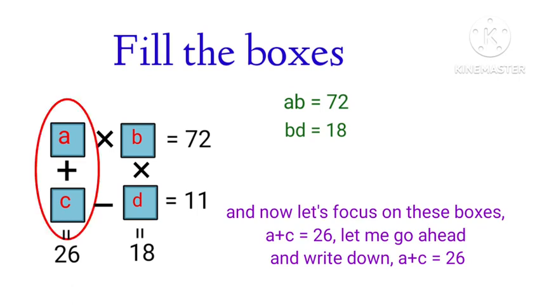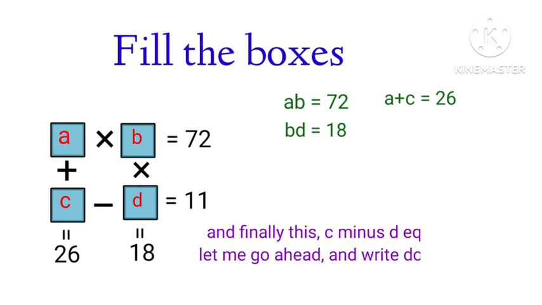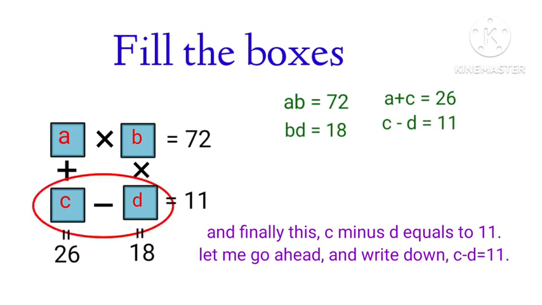And now let's focus on these boxes. A plus C equals 26. Let me go ahead and write down, A plus C equals 26. And finally this, C minus D equals 11. Let me go ahead and write down, C minus D equals 11.